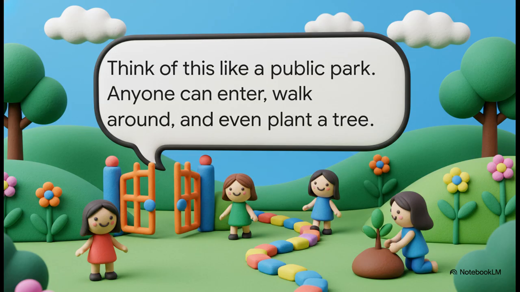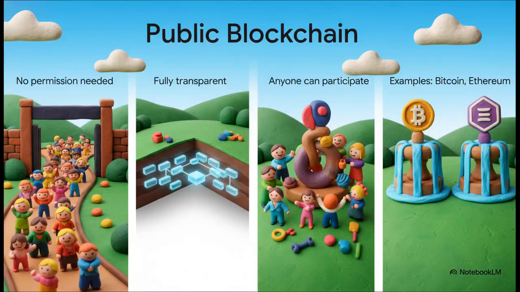In the blockchain world, walking around is just looking at all the transactions. They're all out in the open. And planting a tree? That's like adding your own transaction to the ledger. It's a real community space, built for everybody. The key takeaway here is that public blockchains are permissionless. That's a fancy way of saying you don't need an invitation. No one can stop you from joining. Everything is completely transparent. Every transaction is right there for the world to see. And yeah, you've definitely heard of the biggest examples, Bitcoin and Ethereum. They're the massive, sprawling, always busy public parks of the crypto universe.